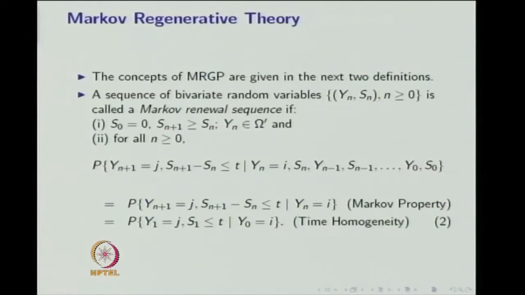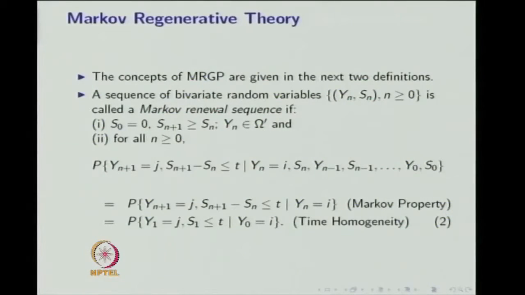The concept of MRGP is given in the next two definitions. The first definition: a sequence of bivariate random variables Yn, Sn is called a Markov renewal sequence or Markov renewal process. S0 is equal to 0. In this example also we made S0 equal to 0. Sn+1 is greater than or equal to Sn, and Yn belongs to Omega', where Omega is the state space and Omega' is a subset of Omega, for all n greater than or equal to 0.